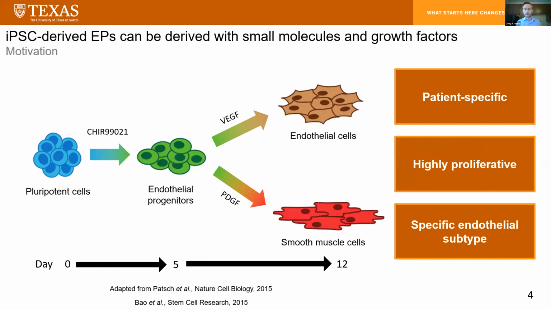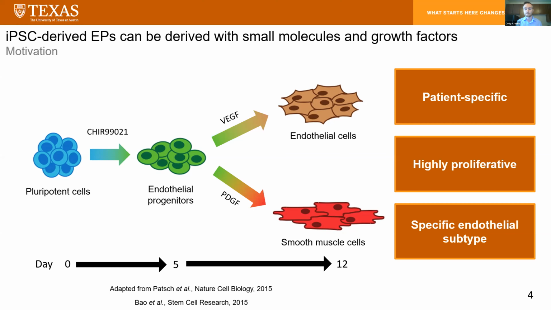We are fascinated by the potential of iPSC-derived endothelial progenitors to overcome several of these challenges. So 2015, which actually marked the beginning of my dissertation, these 2 protocols were released to the world. And it was found that endothelial progenitors, by using small molecules and growth factors, could be derived from pluripotent stem cells. The reason why we're convinced that these cells have tremendous therapeutic potential is they can be patient-specific, since they can be derived from pluripotent stem cells.